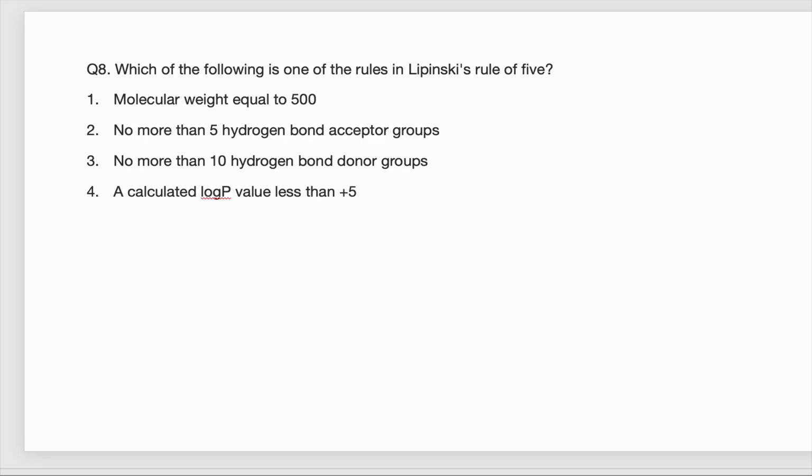Let's move on to the next question. Which of the following is one of the rules in Lipinski's rule of five? Number one, molecular weight equal to 500. When they say 500, it's 500 Dalton. Number two, no more than 5 hydrogen bond acceptor groups. Three, no more than 10 hydrogen bond donor groups. And number four, a calculated log P value less than plus 5. Would anyone like to answer this question?